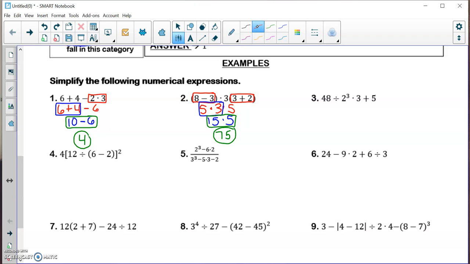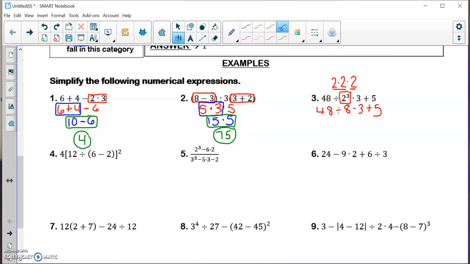Moving on to number 3. There is no parentheses, but there is an exponent. So we're going to jump into the exponent right away. I have a 48, notice how I'm rewriting everything, divided by, and a 2 to the 3rd power. You can use your calculator, or this is the same thing as a 2 times a 2 times a 2. A 2 times the first 2 is a 4, times this last 2 is an 8. So a 2 to the 3rd power is an 8. And then I rewrite the rest of my problem.